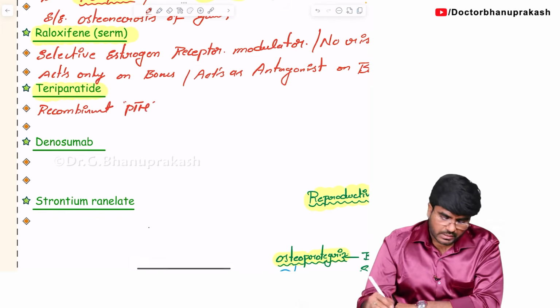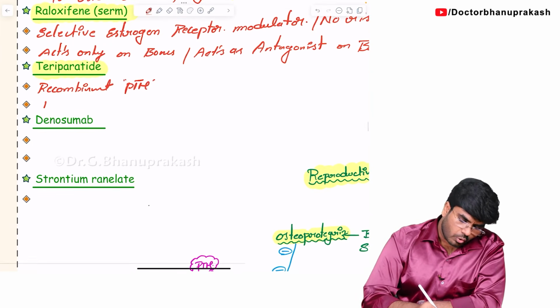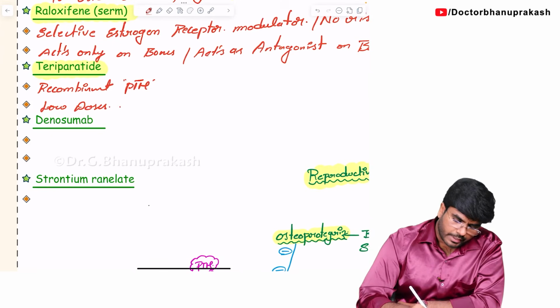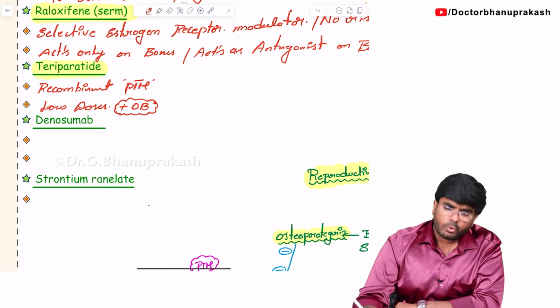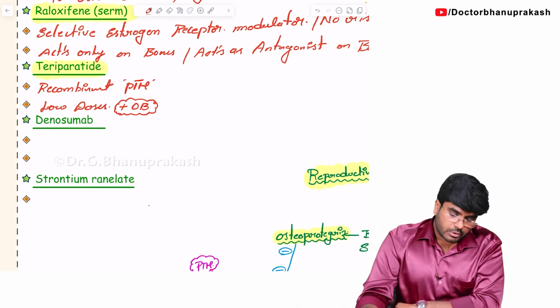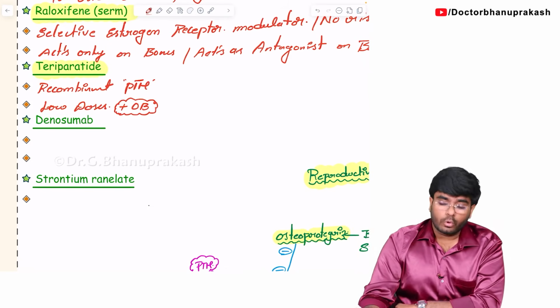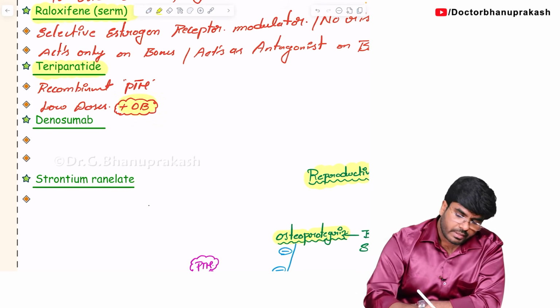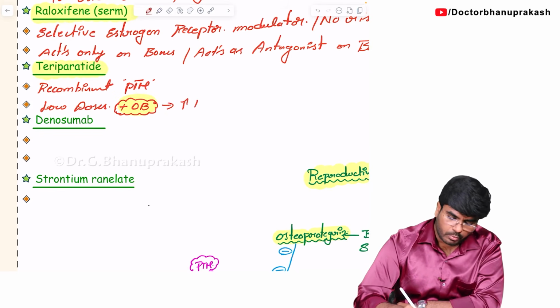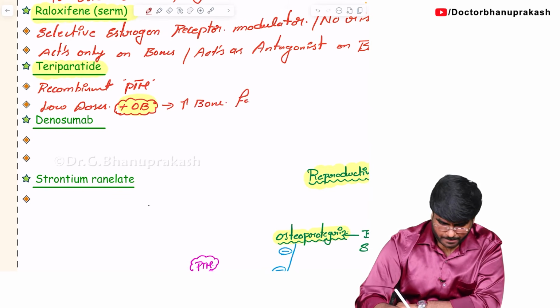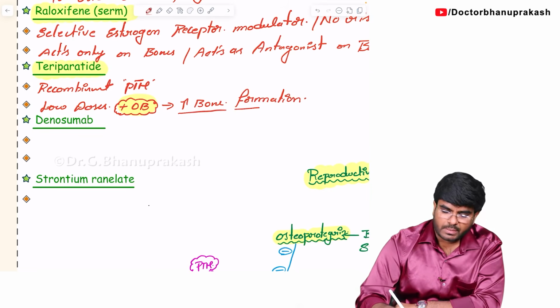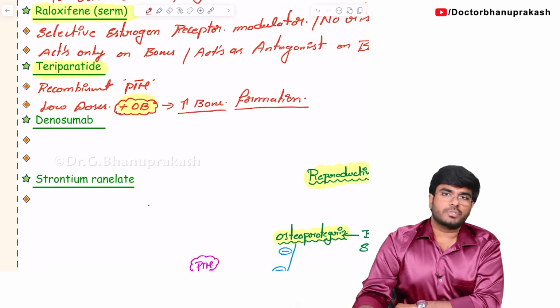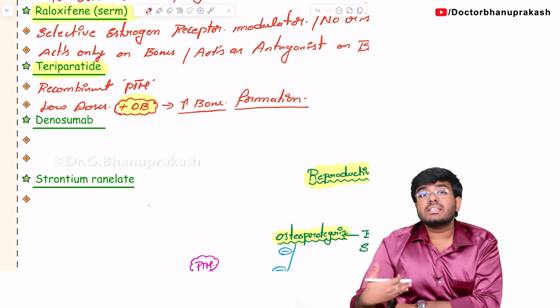How do you have to use this? You should be very careful while using teriparatide. Why? Because in low doses, this teriparatide is going to stimulate the osteoblasts only. Okay, no osteoclastic activation, no RANK ligand production. So you have to use it in low doses because it's going to stimulate the osteoblasts, and whenever the osteoblasts are stimulated, there's going to be increased bone formation. That's actually good. For the treatment of osteoporosis, either you have to increase the bone formation or you have to decrease the bone resorption. So teriparatide is the kind of drug which increases the bone formation.